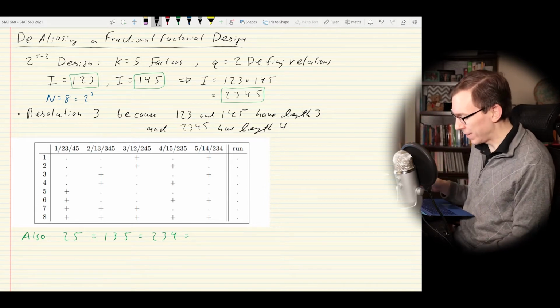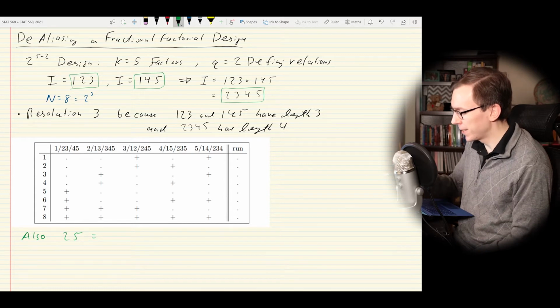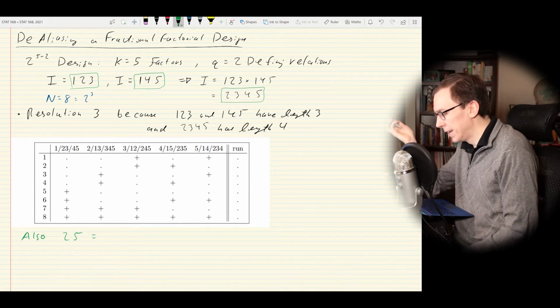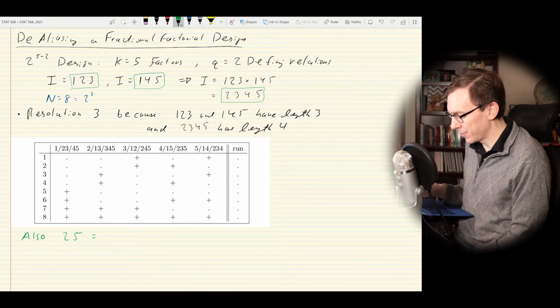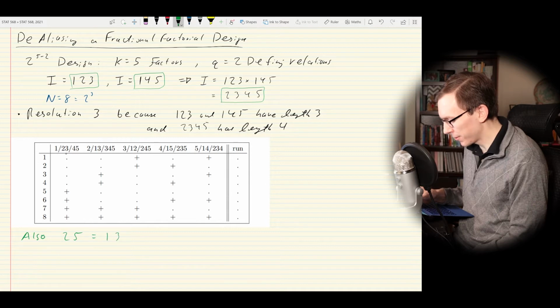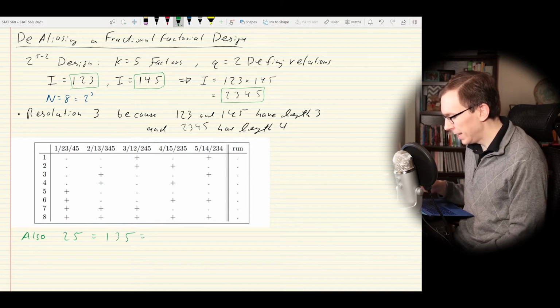And now if I try to redo this aliasing that I was doing down in the bottom here, I still maintain that 2, 5 does not appear anywhere in the columns of this table. So if we take 2, 5 and we multiply it by everything here, what we end up with is that 2, 5 is aliased with 1, 3, 5 as before. It's also aliased with 1, 2, 4.